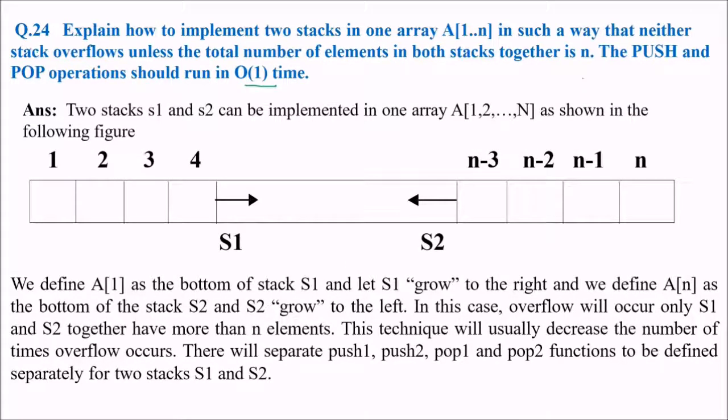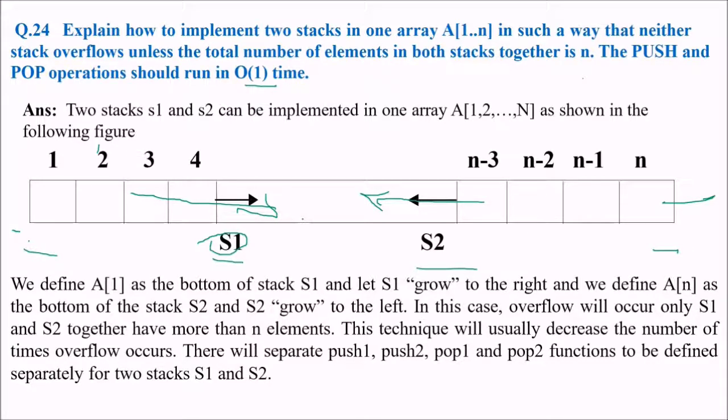It is like this: two stacks S1 and S2 can be implemented in one array. So this is our array, basically one array from 1 to n. Here the two stacks S1 and S2 can be represented like this. We define A1 as the bottom of the stack S1 and let S1 grow to the right, and we define AN as the bottom of the stack S2 and allow S2 to grow to the left this way.